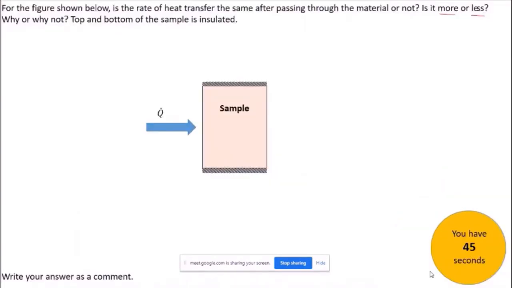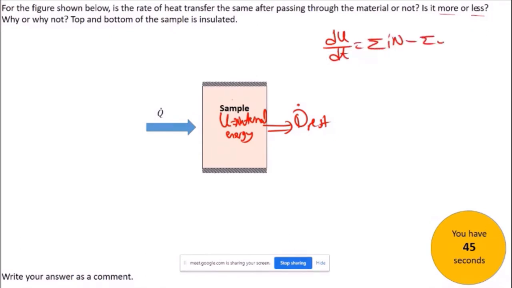The reason is very obvious because you have the sample here. This sample has some internal energy, U. When this Q passes through the sample, some part of the Q becomes internal energy of the sample, and the other part leaves the sample, Q dot rest. If you know the first law of thermodynamics, the change of internal energy of the system is into the system minus out of the system. These are rate quantities.